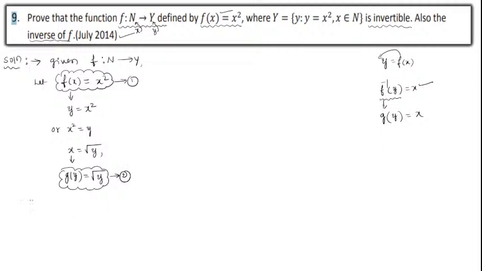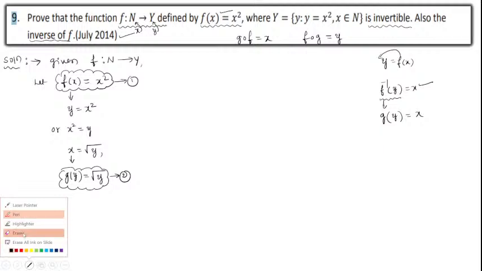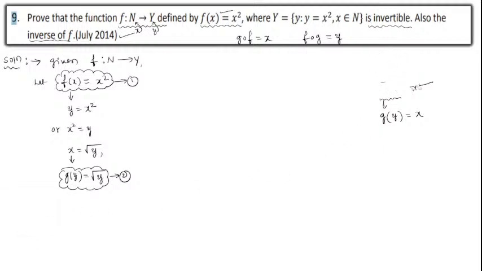In the further step, in order to prove the given function is invertible, I told you two conditions you have to check: one is gof and the other one is fog. You have to prove gof is equal to x and prove fog is equal to y, and then definitely your function will be invertible. Clear? So we will work out on this. See, f of x is given and g of y we have found.